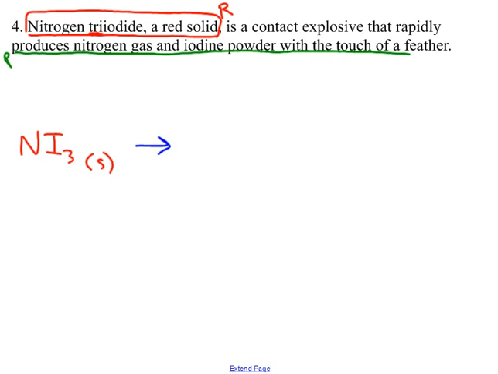It produces nitrogen gas and iodine powder. Okay, nitrogen gas. Again, nitrogen is one of these 7 diatomic elements. So N2 with a G. Iodine powder. Iodine, again, one of the 7 diatomic elements. I2. It's a powder. So we indicate that with a solid. I'll put a plus sign between those to indicate that there were two separate products produced. And definitely heat was released, so I'm going to indicate that here.